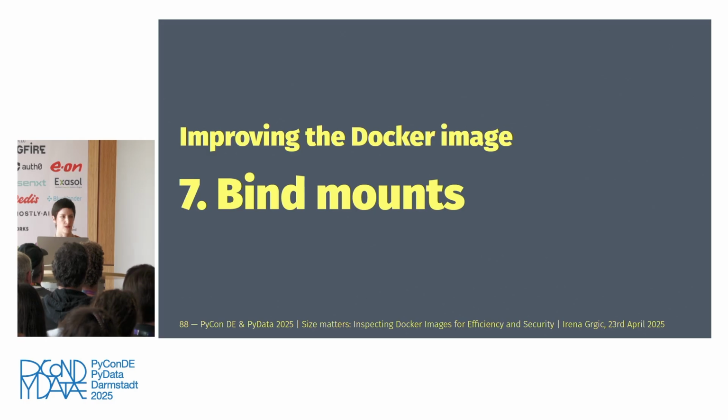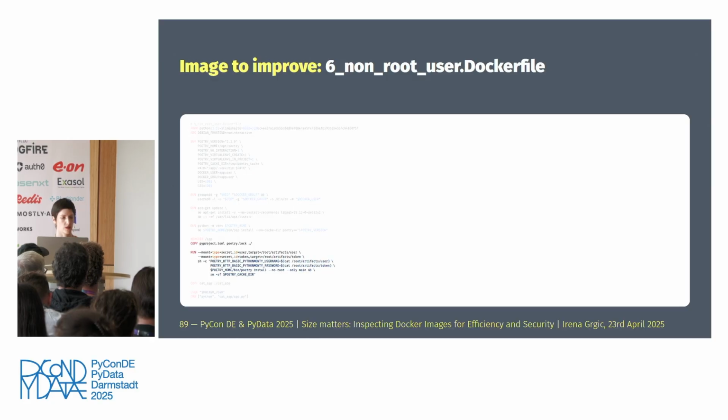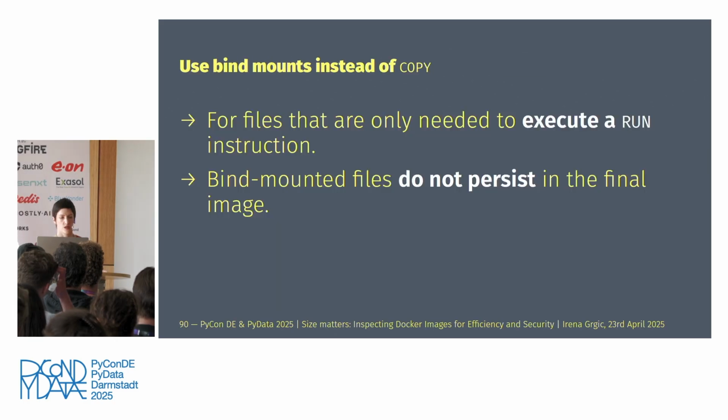Next section is bind mounts. It's kind of nice to know that it exists, I would say. If you think about it, we are copying the two poetry files into the image, but actually we just need them for the build when we're installing Python packages. We don't need them to persist in the image. So what you can do for that is use so-called bind mounts, which, similar to mounting secrets, lets you mount files that are needed for a particular RUN instruction, and they don't persist in the final image.